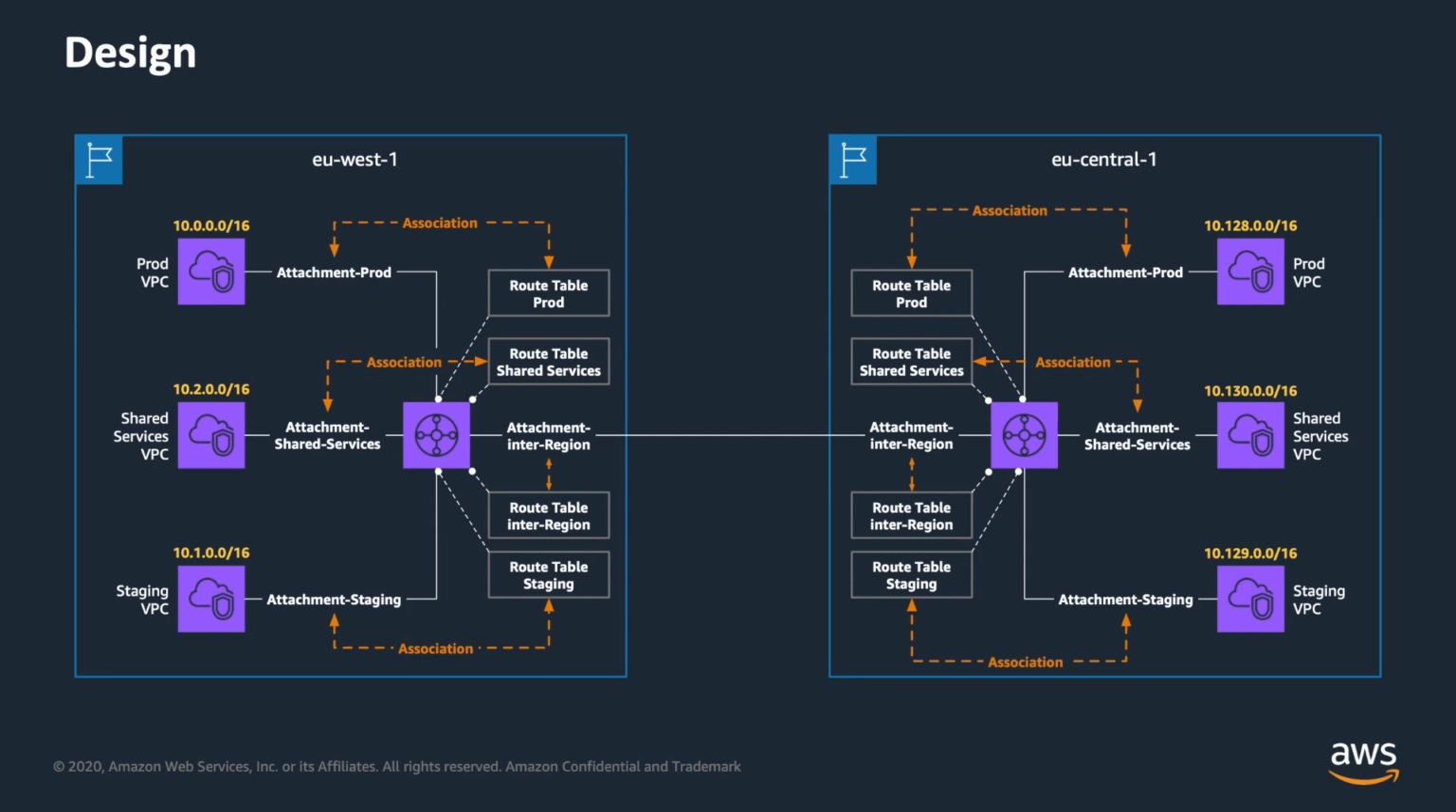We need that because all 4 attachments have different network reachability requirements. The production VPC needs to access the local shared VPC and the remote prod VPC. The staging VPC needs to access the local shared VPC and the remote staging VPC. The shared services VPC needs to access the local prod and staging VPCs. Finally, the inbound traffic coming from the inter-region peering attachment needs to be able to be routed to any of the local VPCs. Now that we have discussed the basic concepts of Transit Gateway and covered our network design, let's head to the AWS Management Console and see how this is all put into practice.